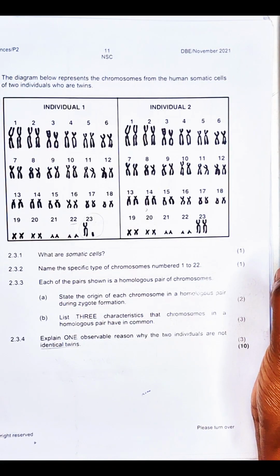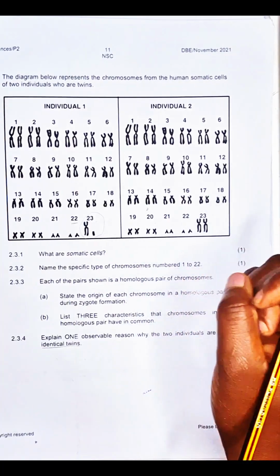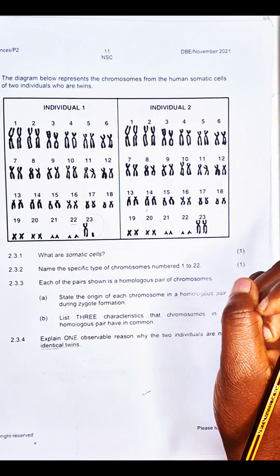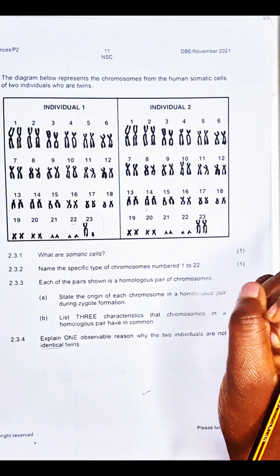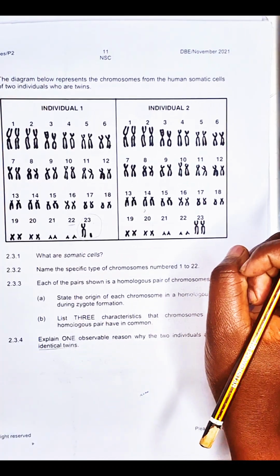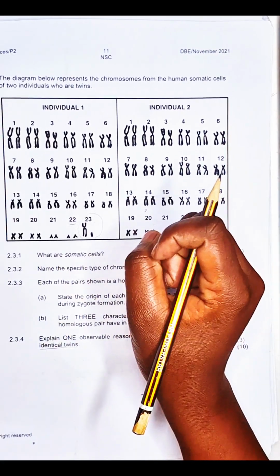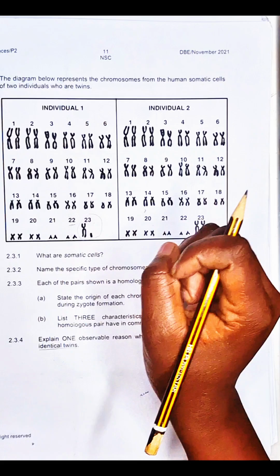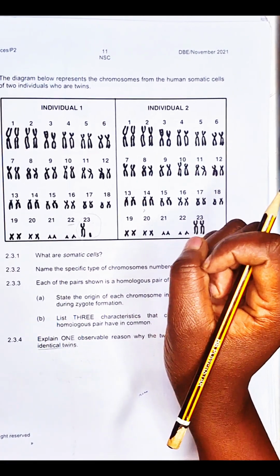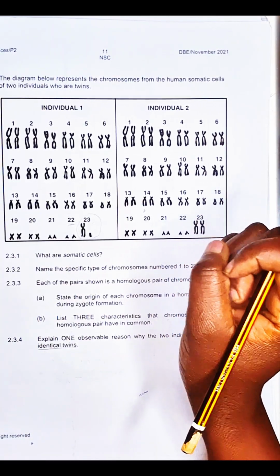Now let us answer this question based on the karyotypes. So we are going to answer from question number 2.3.1 up until question 2.3.4. So we are given these two karyotypes of individual 1 and individual 2. But before we can look at these two karyotypes, let us read 2.3. So 2.3 says the diagram below represents the chromosomes from the human somatic cells of two individuals who are twins.